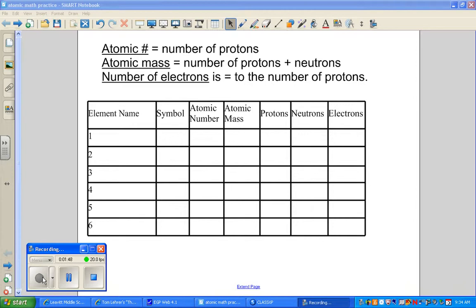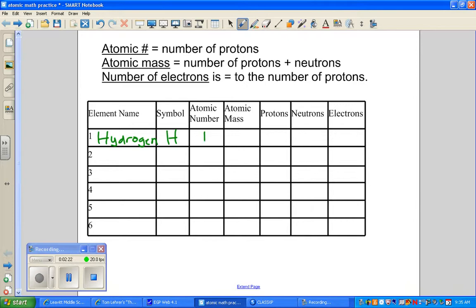So look at your periodic table. What is the first element? It's hydrogen. So what you're going to do is write hydrogen here. Don't worry, I'll give you some time to make your table in a second. Then you're going to put the symbol, what is it? H. The atomic number. Look at your key. Which one is the atomic number? It's the number above it, which is the number 1.